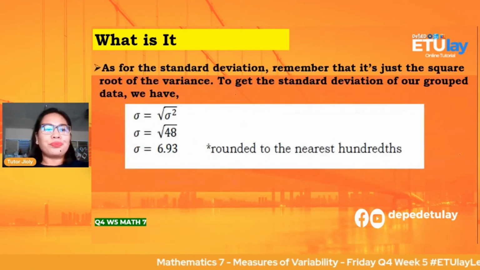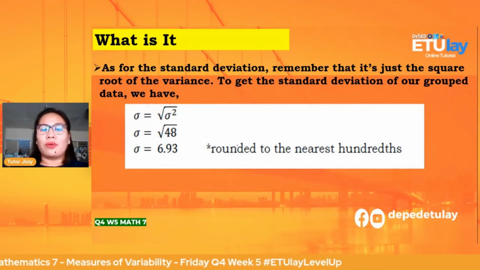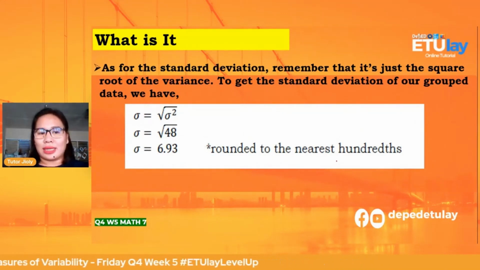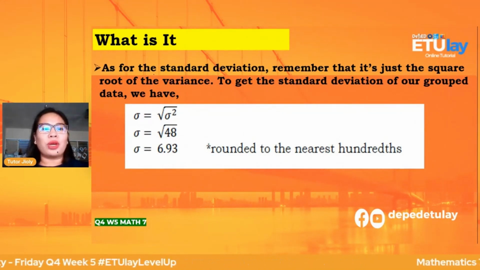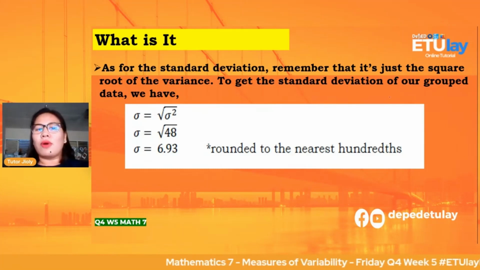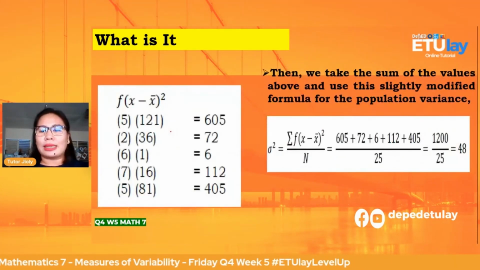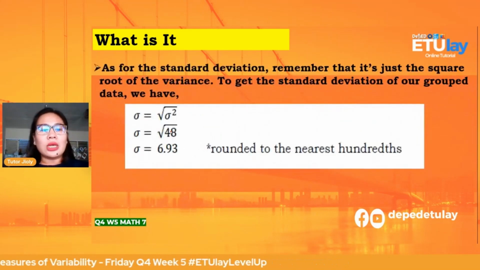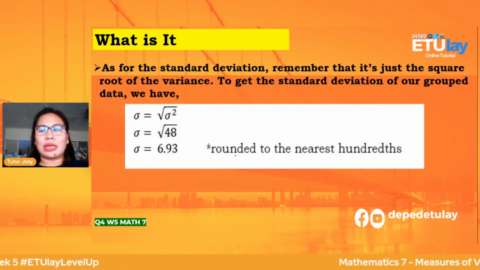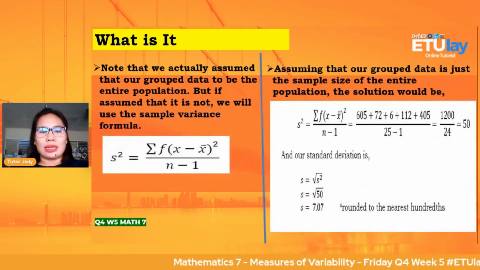Okay, so then after that, we are going to square root. I-round off natin into nearest hundredths. As for the standard deviation, remember that's just the square root of the variance. So 48 ang nakuha natin, mga anak. Square root of 48, that is 6.93. Then, i-round off lang natin into nearest hundredths.